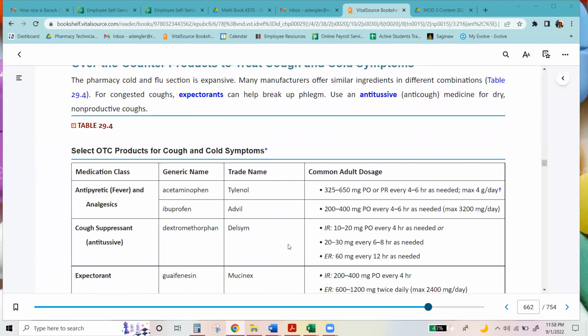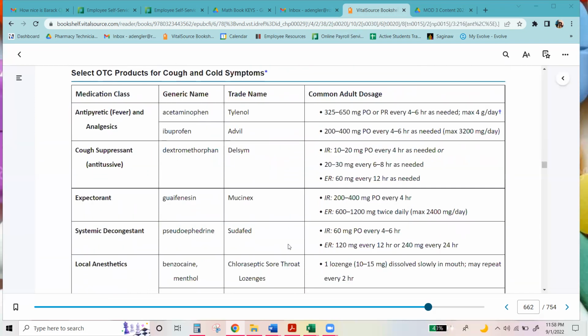This chart is select OTC products for cough and cold symptoms. Again, antipyretic for fever. We have acetaminophen, also will help with pain, so it's an analgesic. We have ibuprofen, Advil. For cough suppressants, we have Delsym, among other things. It's an antitussive.